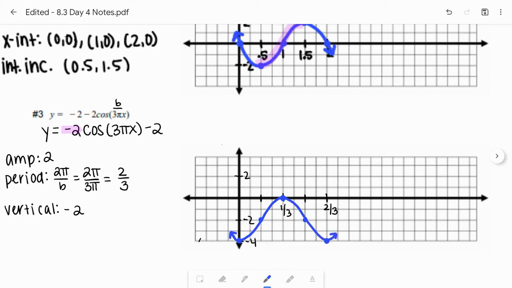Then it'd be continuing up if I continued this for an additional period. Okay, so my x-intercept, here we are at 1/3, 0. And then if we want to identify our intervals where we are increasing, well, we are increasing from 0 to 1/3.